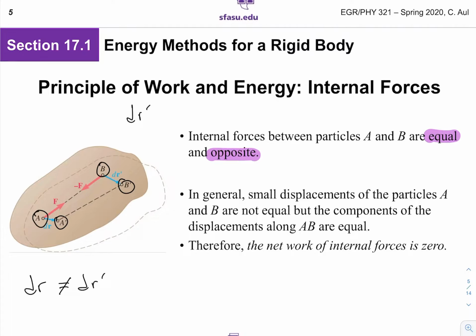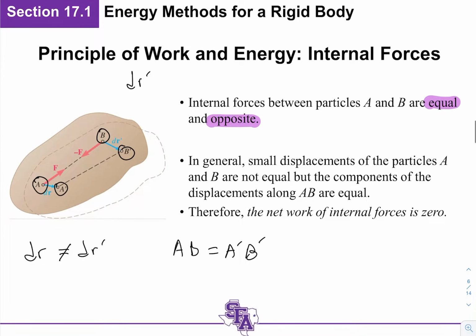If I take a look at each of these particles and their motion, let's think about location B. B might move a certain distance, and we're going to call that distance dr prime. A might move a certain distance, and we call that dr. Now, dr is not equal to dr prime generally. We could have just translation where that might be the case, but if we're assuming they're not the same, that's fine. Let's take a look at the forces in the directions in which they're going. What we know is that the relationship is that AB is equal to A prime B prime.